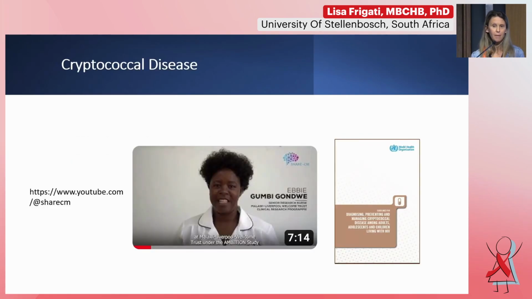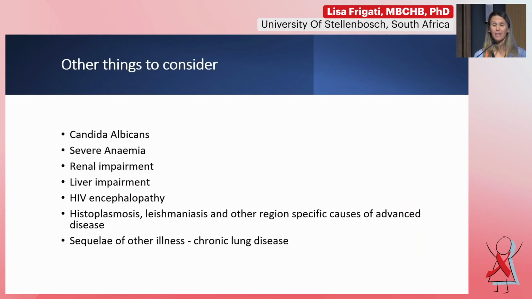And just to say that the AMBITION trial has informed us that the optimal first-line treatment is liposomal amphotericin B as well as flucytosine for the induction phase. And good luck to you if you can find those in your country, because we still struggle to find flucytosine. I think there are other things that we can consider. Candida albicans often causes severe morbidity in children, anemia, renal and liver impairment, histoplasmosis, leishmaniasis, and other region-specific causes of advanced disease in children, which I don't see. And then sequelae of other illnesses, such as chronic lung disease and others, often cause more of what the patients think is advanced disease than what we think.